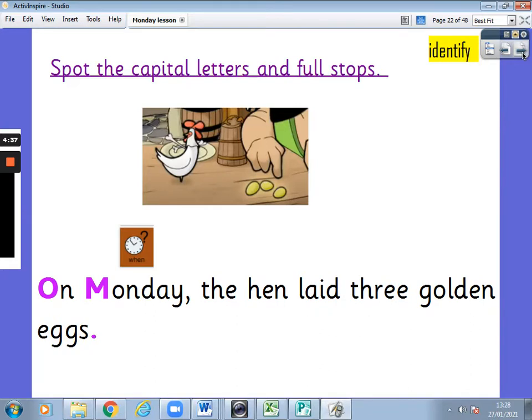That's right. Capital O for on is the beginning of our sentence. Capital M for Monday. Monday is a day of a week. It's when. And full stop after eggs. Our sentence is finished. On Monday, the hen laid 3 golden eggs.